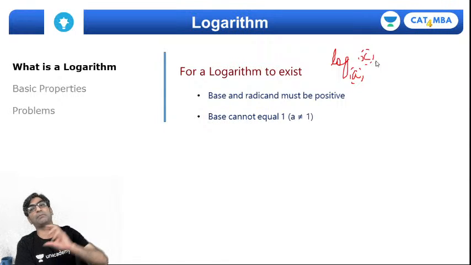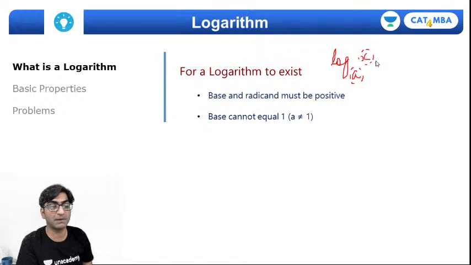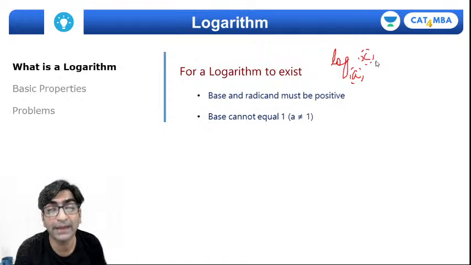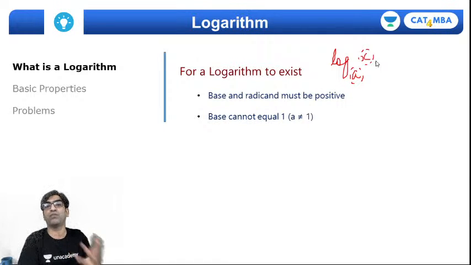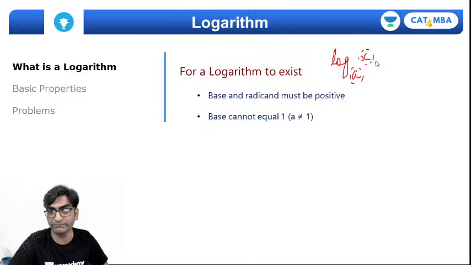Second condition is that the base, we've already established that the base must be positive, but remember it also cannot be equal to 1. Why? Because think about it, what power of 1 will make x? There is no power of 1 which will result in anything other than 1. So you will never allow the base to become 1, right? So base must be positive but not equal to 1. The radicand must be positive, it can be anything. It can also be 1.